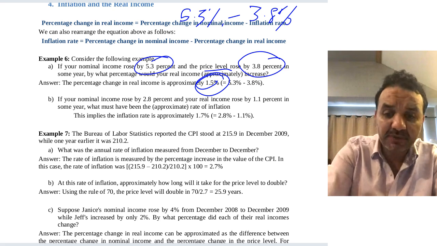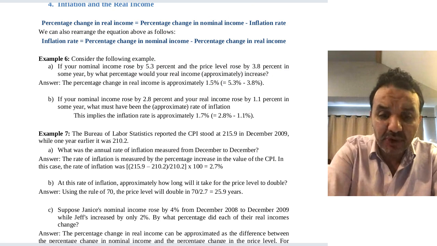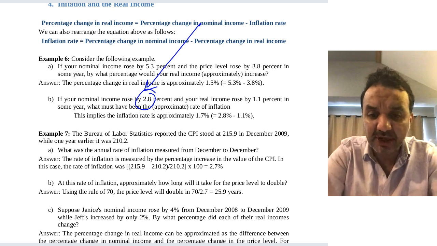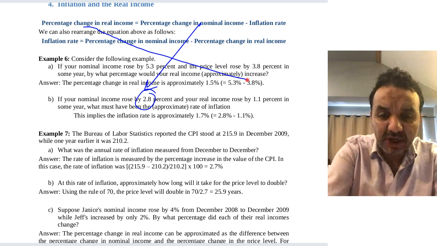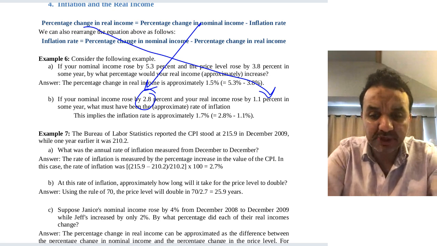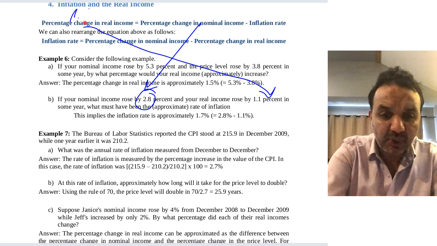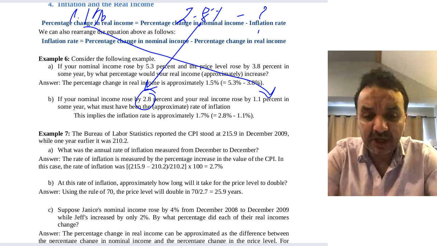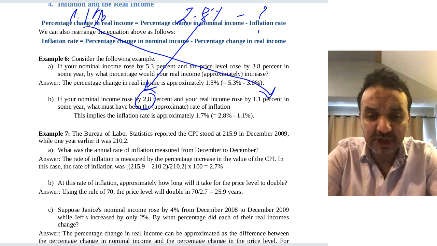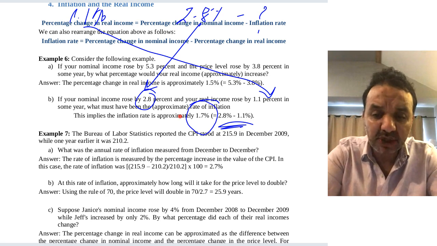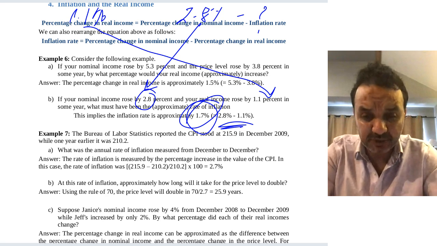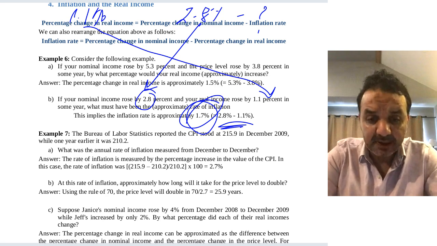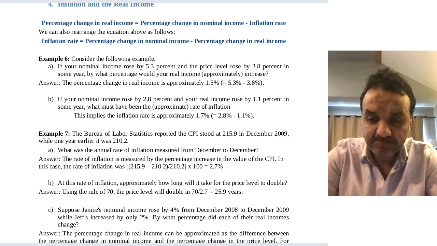Another question. Your nominal income increased by 2.8%, and your real income increased by 1.1%. This is 1.1%, and this is 2.8%. You can simply solve for inflation. Inflation will be 2.8% minus 1.1, so inflation will be 1.7%. Okay, let's see another question.